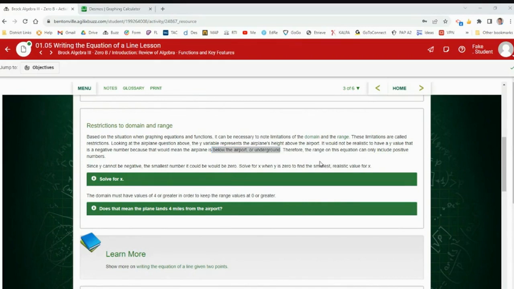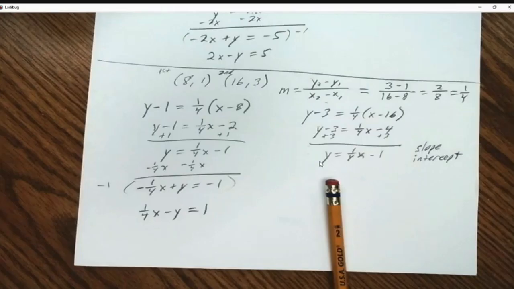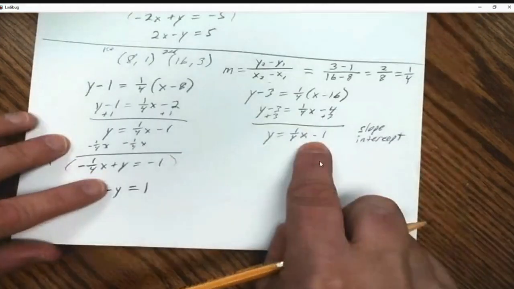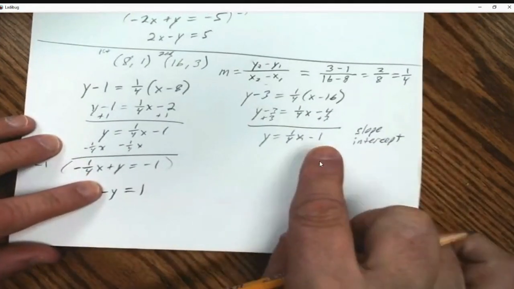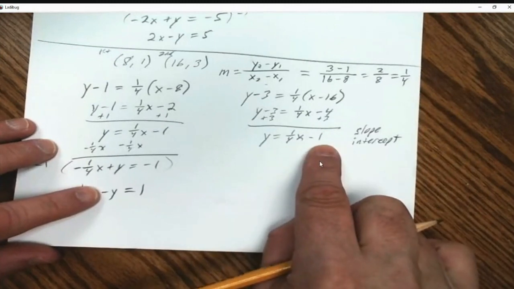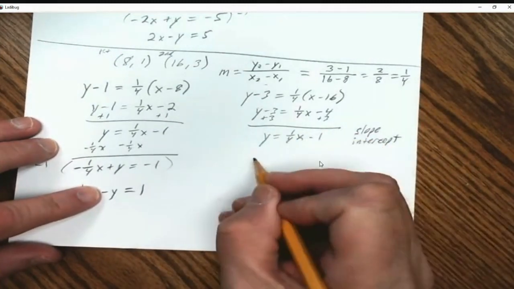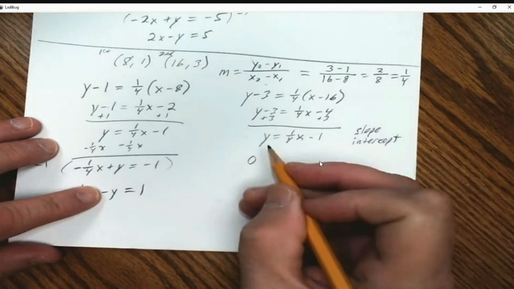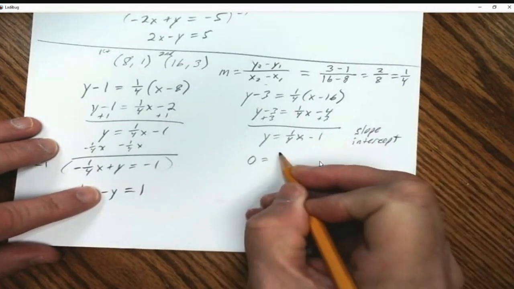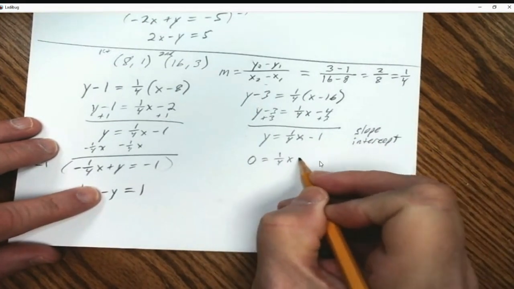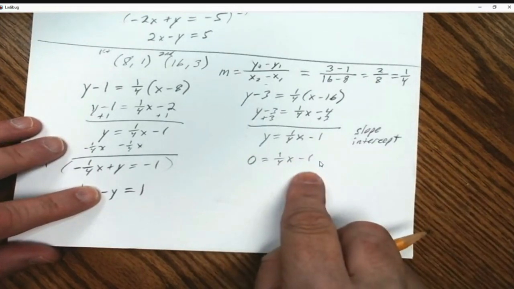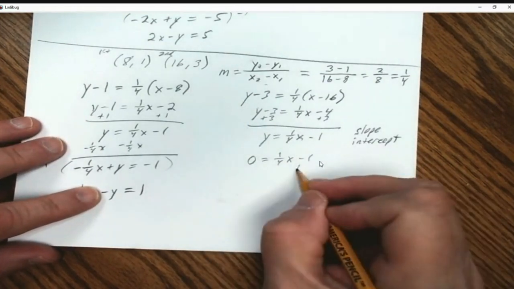So we see what the restrictions are at that point. If we have y equals positive 1/4 x minus 1 going from slope intercept, if we said the y had to be 0 and could not be less than that, 1/4 x minus 1, 0 equals that. Let's move the 1 to the other side.